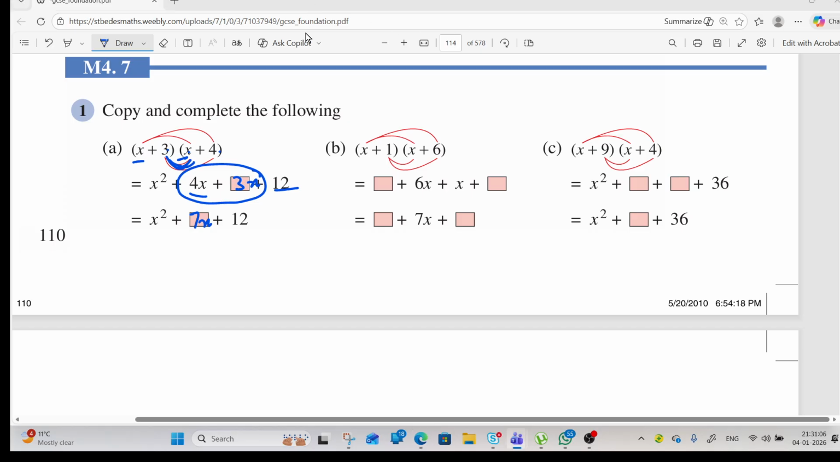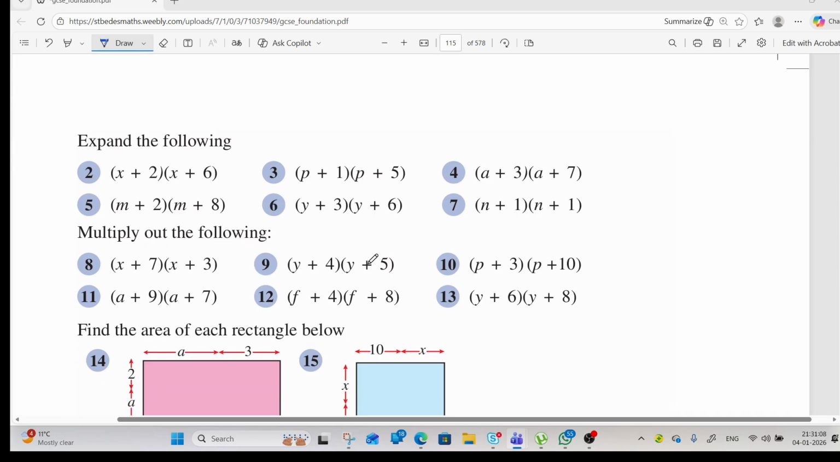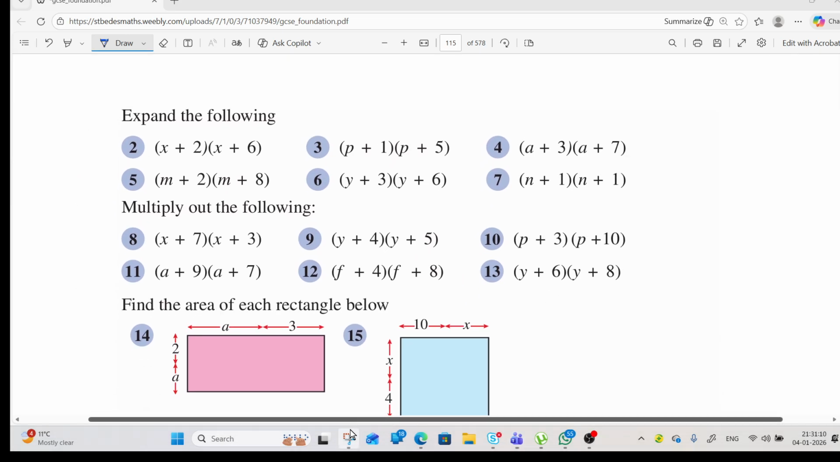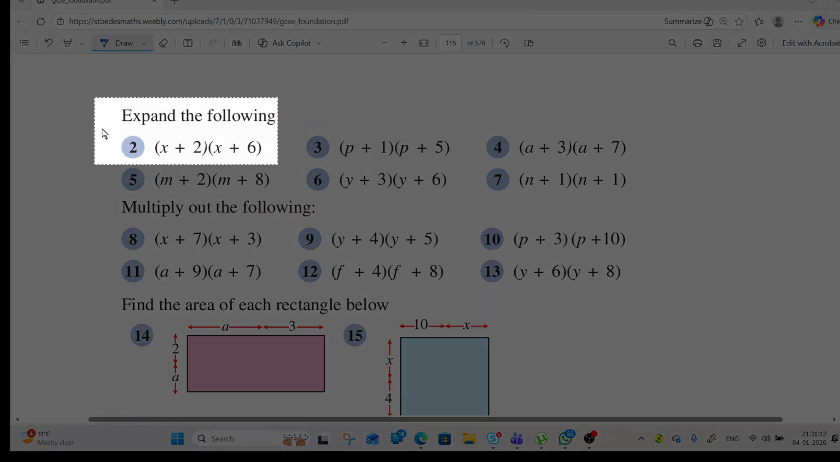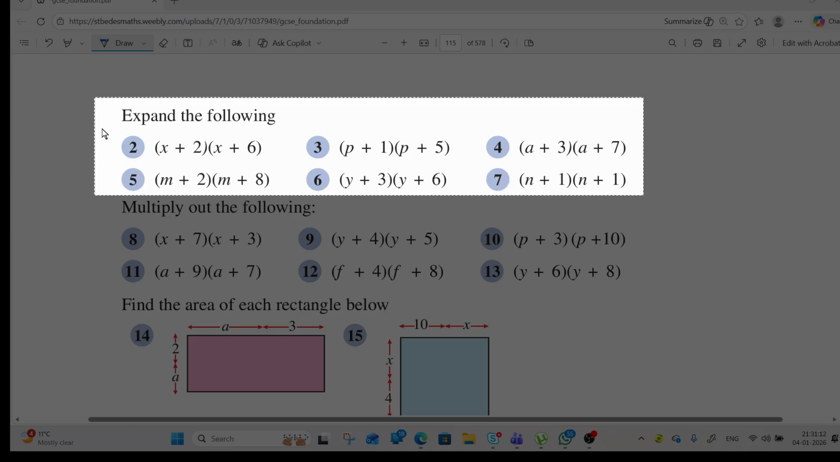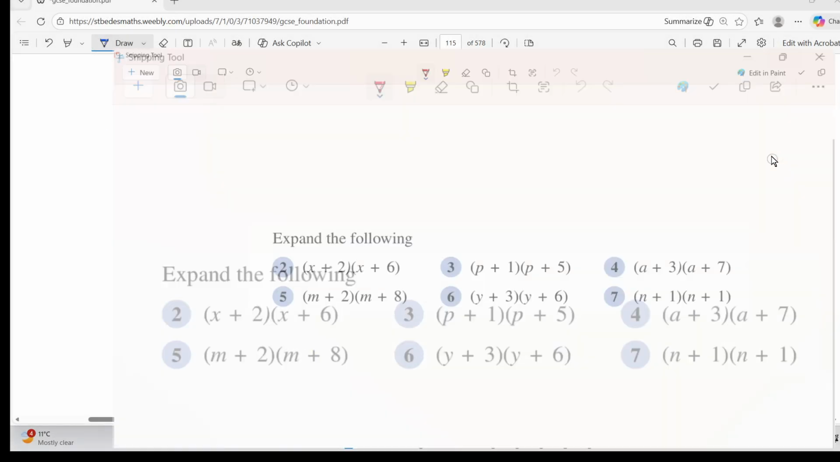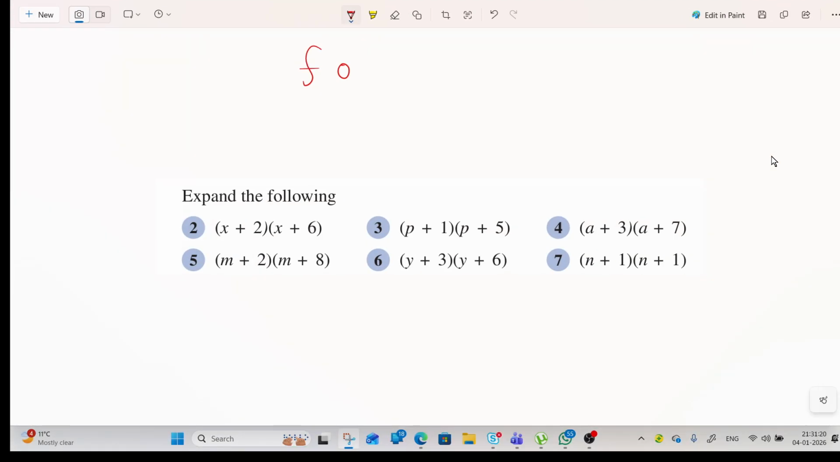Let's see how to multiply out two brackets. Okay, so remember this: FOIL.